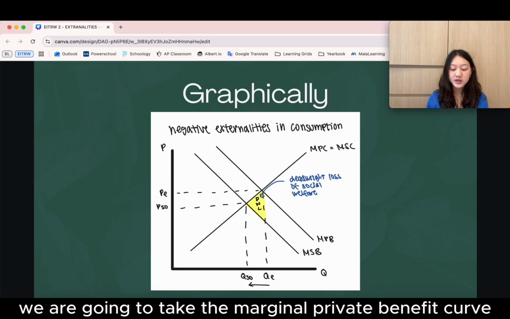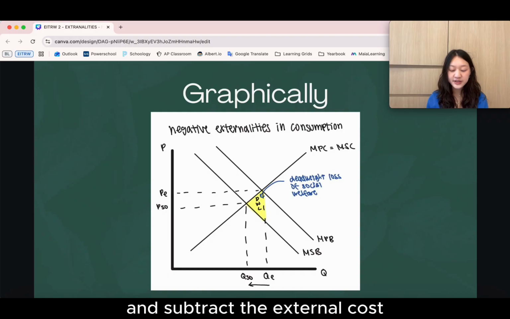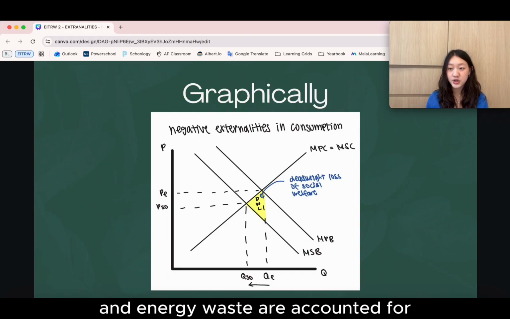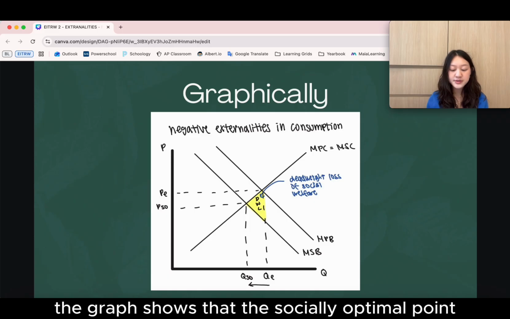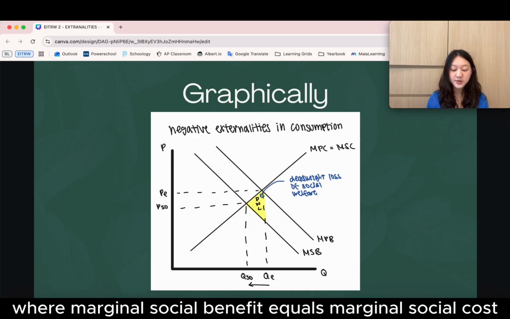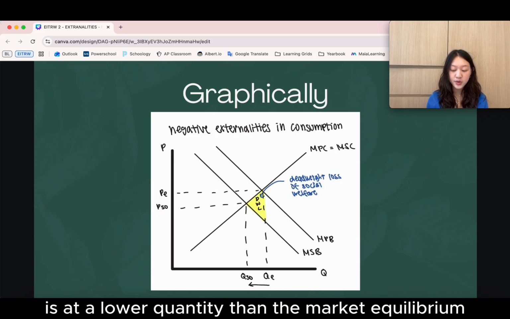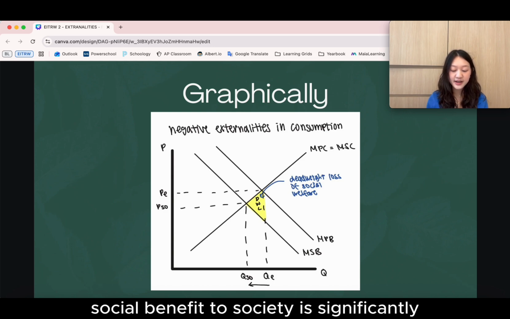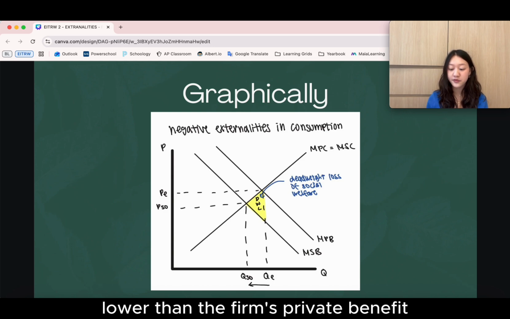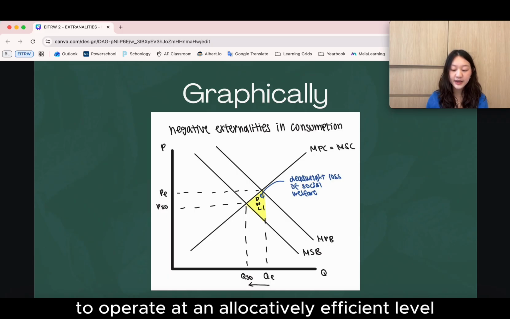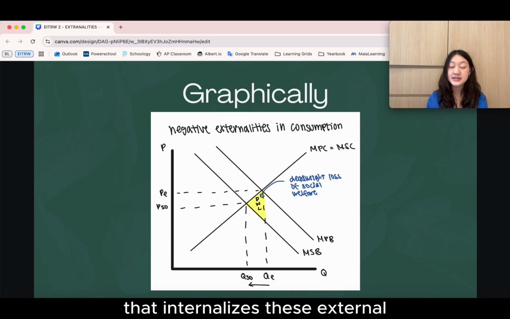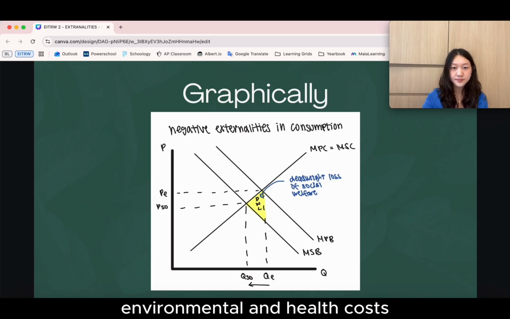For the graph, we are going to take the marginal private benefit curve and subtract the external cost to represent the advertisement's benefit to society once the cost of sleep disruption and energy waste are accounted for. The graph shows that the socially optimum point, where MSB equals MSC, is at a lower quantity than the market equilibrium. This overconsumption produces deadweight loss, as the marginal social benefit to society is significantly lower than the firm's private benefit. For the market to operate at an allocatively efficient level, the firm purchasing the ad space would need to pay a price that internalizes these external environmental and health costs.